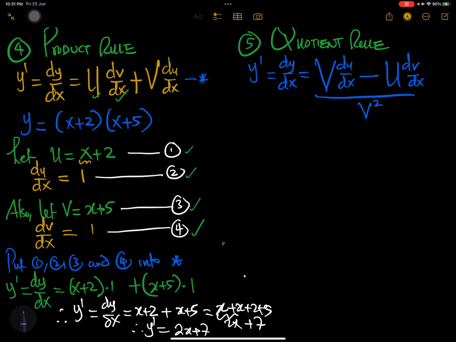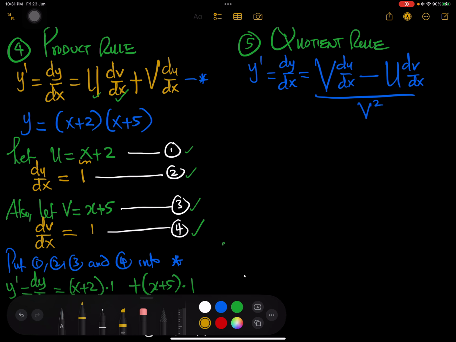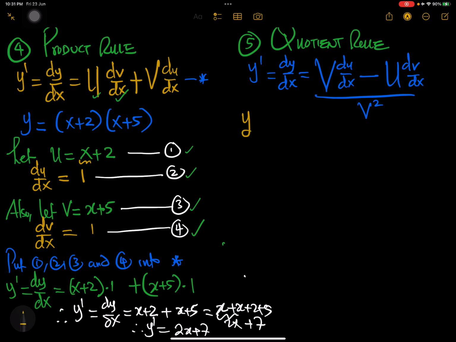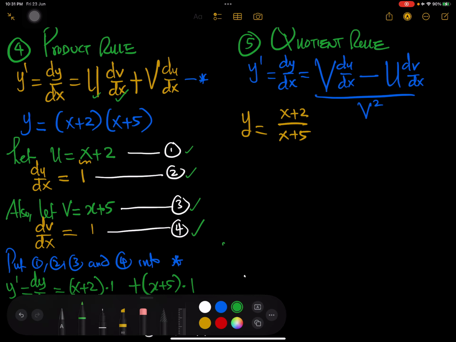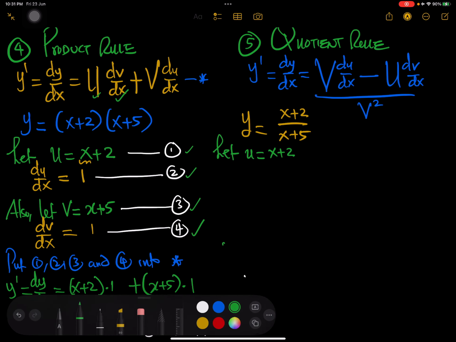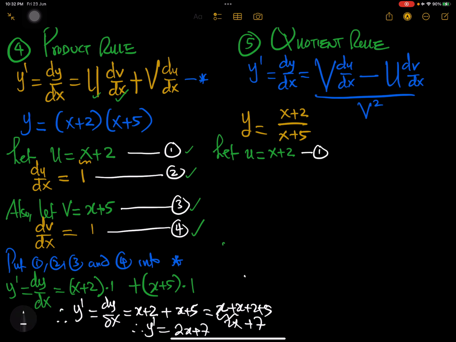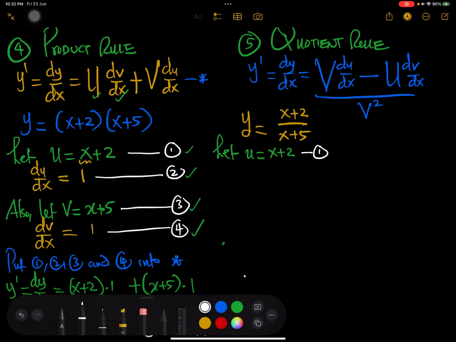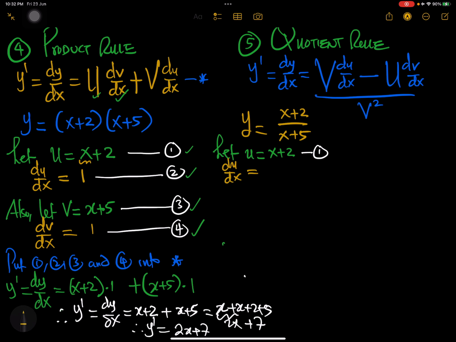Okay? So we are going to imagine again that we have a function, maybe y is equal to x plus 2 divided by x plus 5. We are saying that the first thing we do is to let our u be equal to x plus 2. That is going to be our equation 1, remember? The moment we do that, we differentiate our u, so we are going to have du/dx equal to 1. I hope you know how to do that by now.